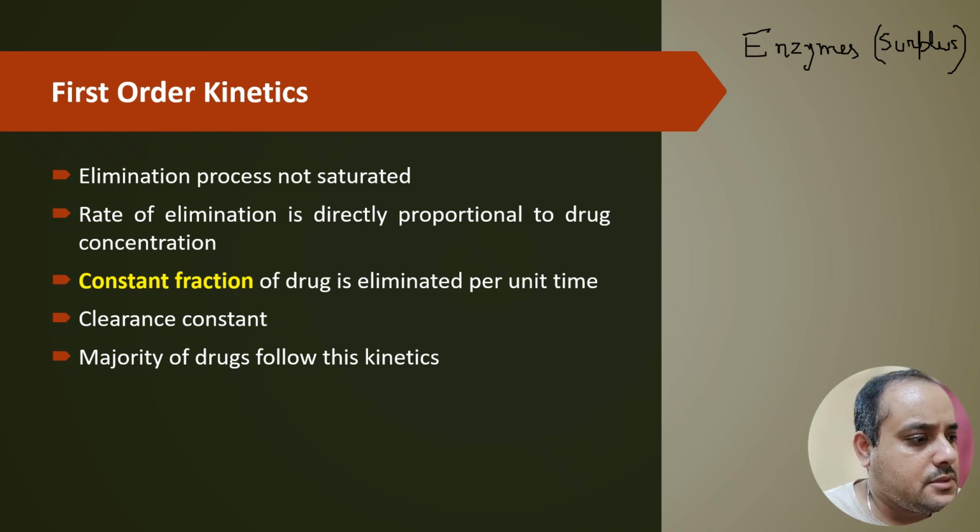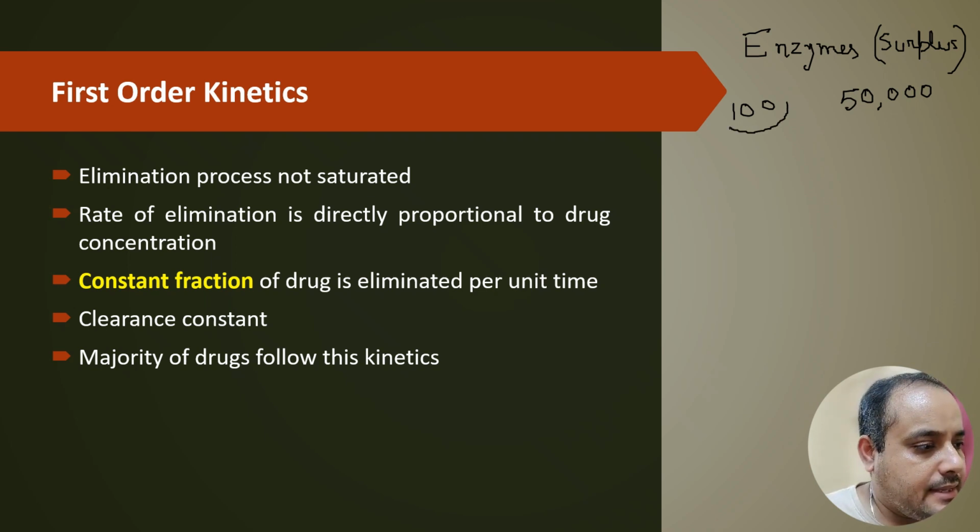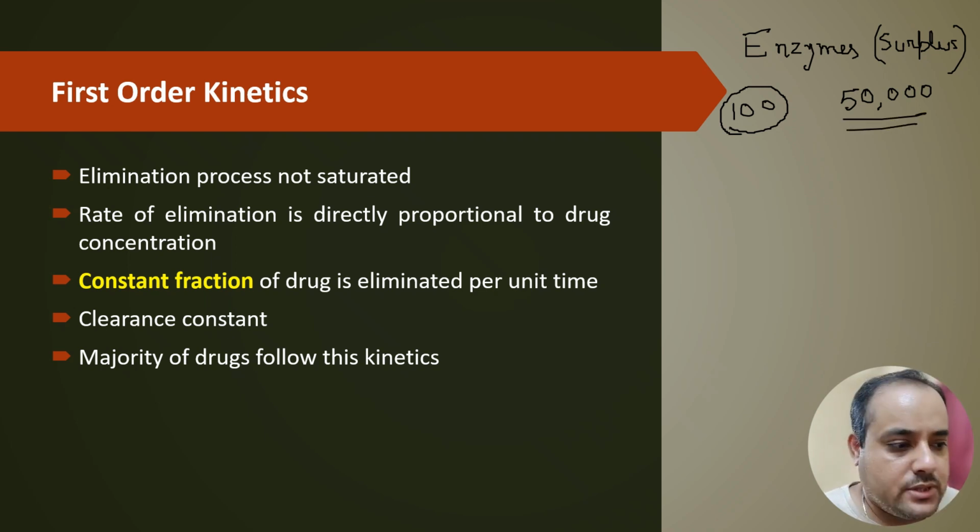So suppose we are giving 100 molecules of the drug, but the number of enzymes that we have is 50,000. So in normal cases, since the number of drug molecules is much less than the number of enzymes, the elimination process is not saturated.